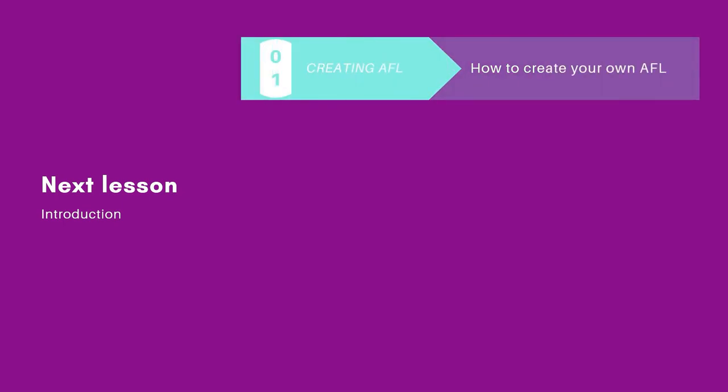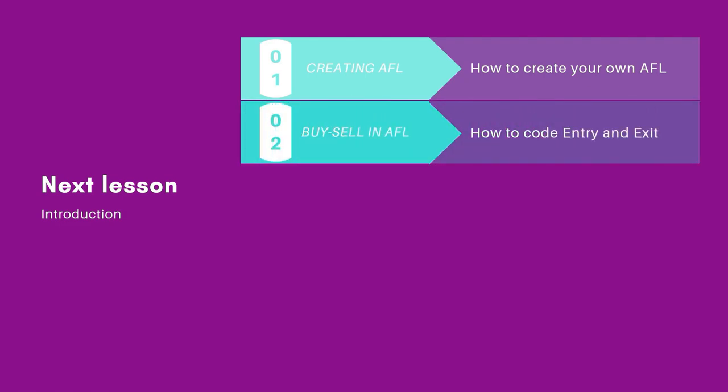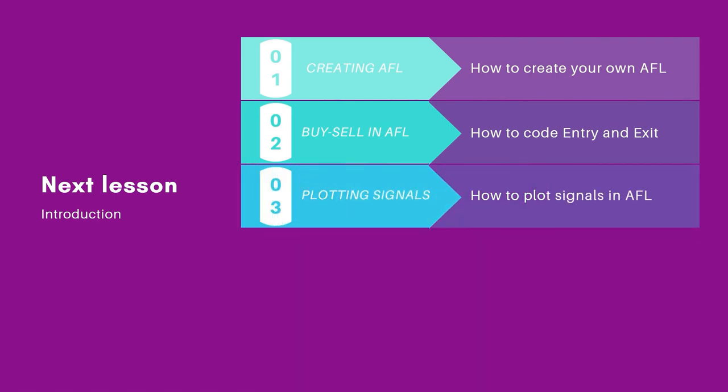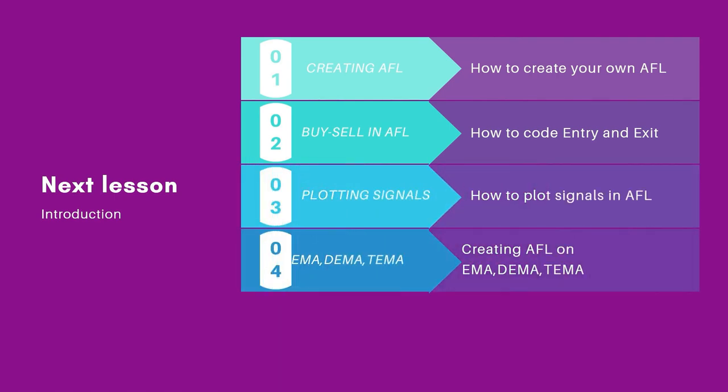In the next lesson, we are going to talk about creating your own strategy, how to create your own AFL, how to code entry and exits, how to code buy and sell signals in AFL, how to plot buy and sell signals on AFL, and we will be starting with creating basic AFLs like EMA, DEMA, TEMA. These are all basic AFLs that we are going to create. We'll start with basic AFL and then learn how to create complex AFLs as well. And then we are going to understand a few param functions and other inbuilt functions of Amibroker as well.